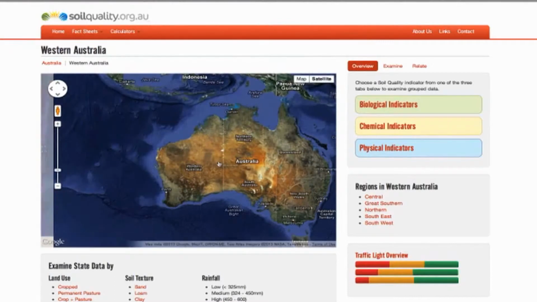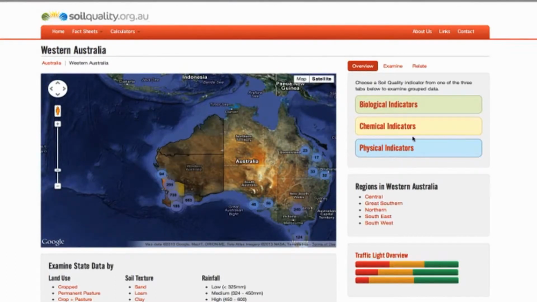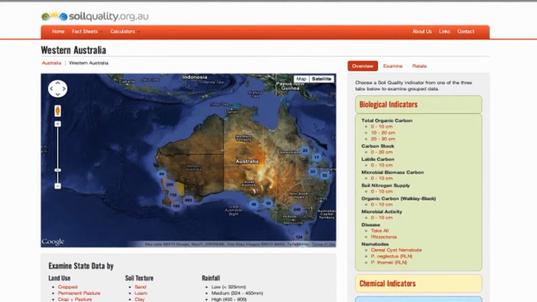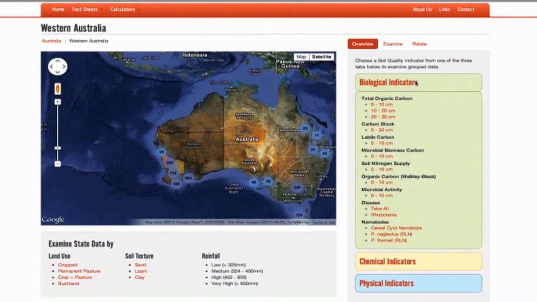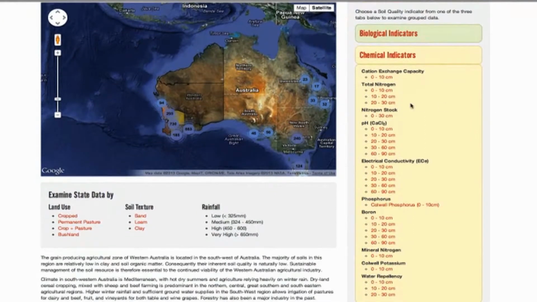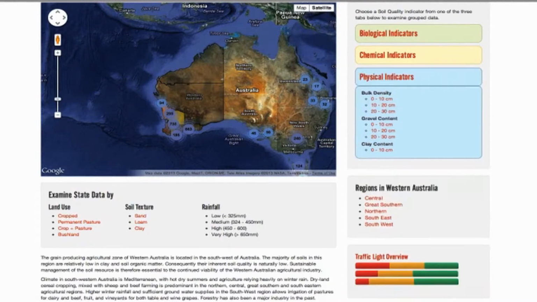So that takes you to a page, and obviously you're now in Western Australia, and on the right there's a whole series of measurements that have been taken for all the sites in the state. So you can click on a whole series of biological indicators, chemical indicators, which are ones we're probably more familiar with, things like pH, salinity testing, some of the constraints like boron, nitrogen, cation exchange. And then other basic physical indicators, bulk density for measurement of compaction and clay content.